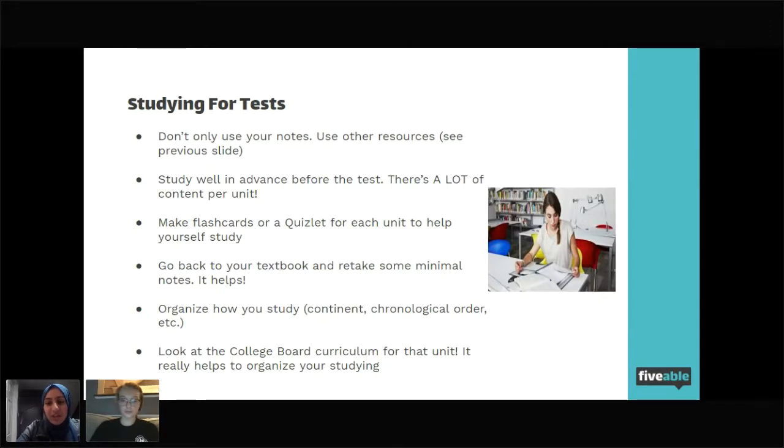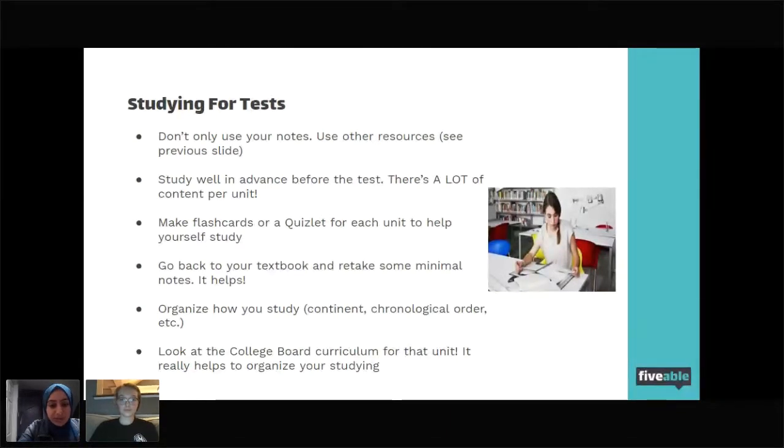Don't try again, as I said, to cram everything the night before, cram 30 pages of studying. It's good to constantly look back at the info that you've learned so it doesn't disappear from your memory just like that. Again, organize how you study. Maybe you want to study continent by continent. Maybe you want to study in chronological order. Whichever way, try and organize your studying, try and narrow it down so that you're not going all over the place every day.